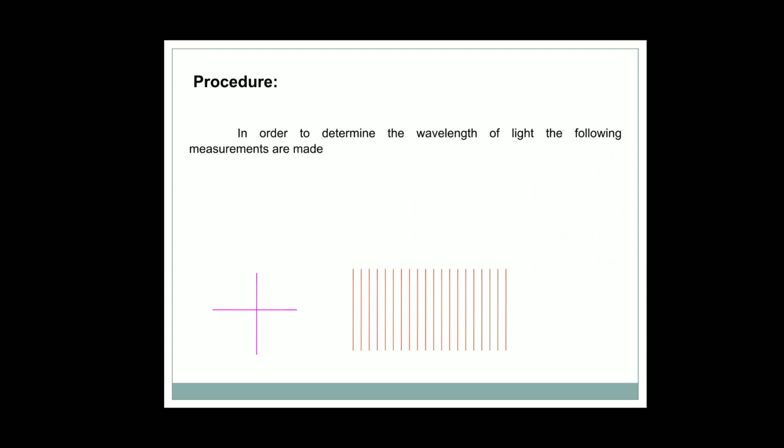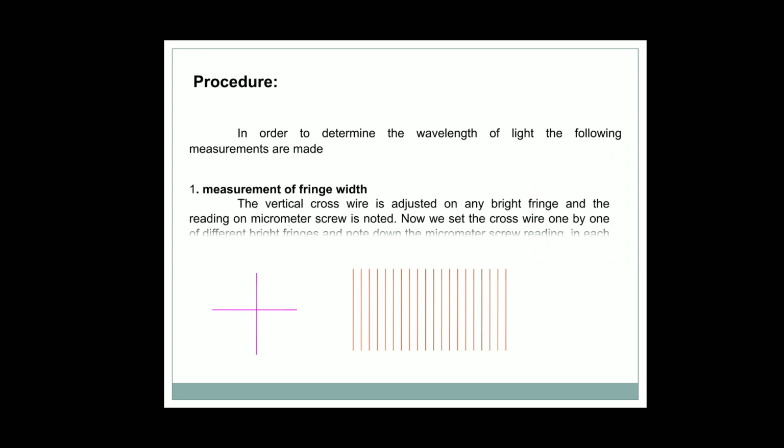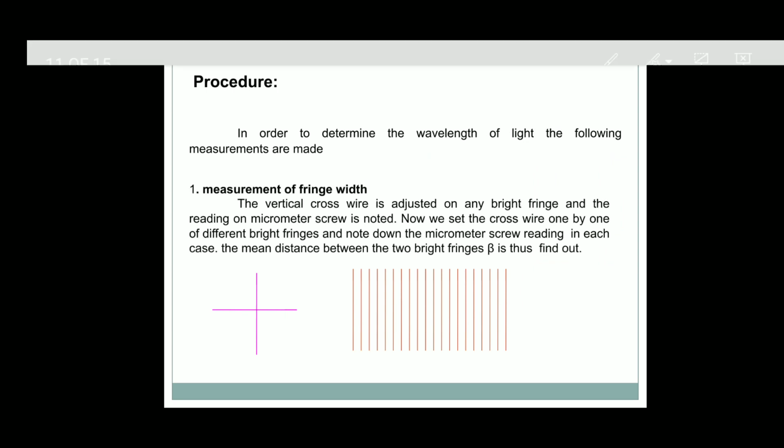What is the procedure? From the above equation, if we know the fringe width beta, the distance D between slit and eyepiece, and 2d, the distance between the two coherent sources, we can determine the wavelength of light. The first case is the measurement of the fringe width, beta.